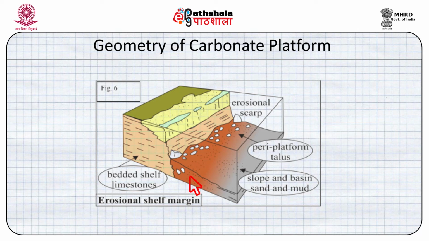In both the earlier cases, the water level is high, but the carbonate productivity variation is causing the variation in the geometry. Here the water level is low, and because of the erosion of the platform, the sediment is supplied to the base of the slope.